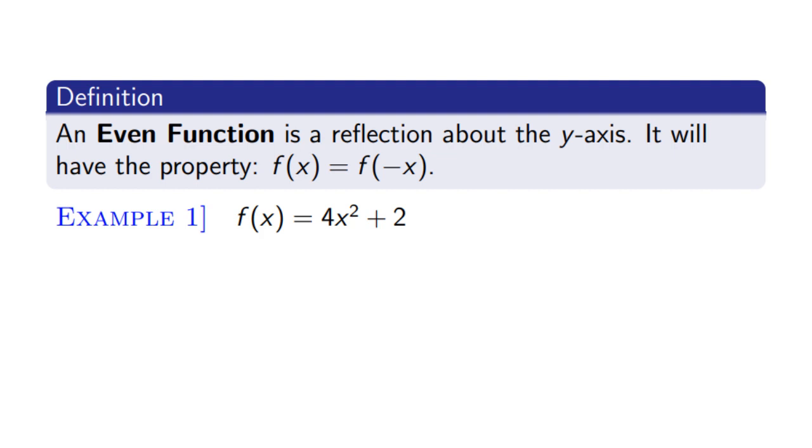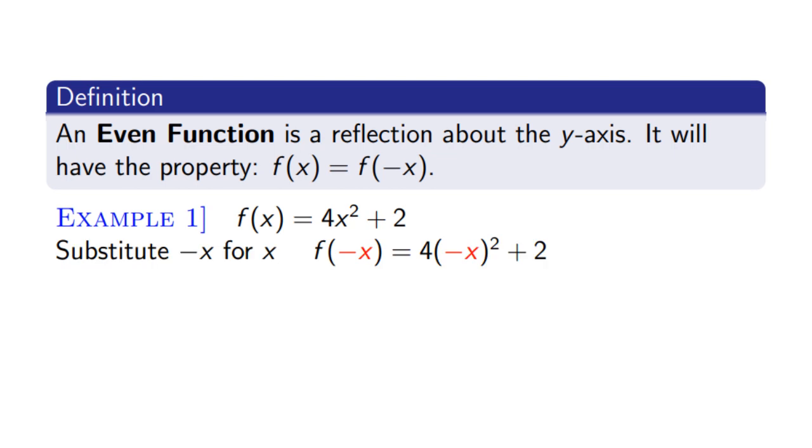For our example work through, we're just going to use a parabola. In this case, we're going to use f of x equals 4x squared plus 2. The first step is to substitute negative x in everywhere that we have an x, and then we want to simplify that. Simplifying, we find that f of negative x equals 4x squared plus 2.